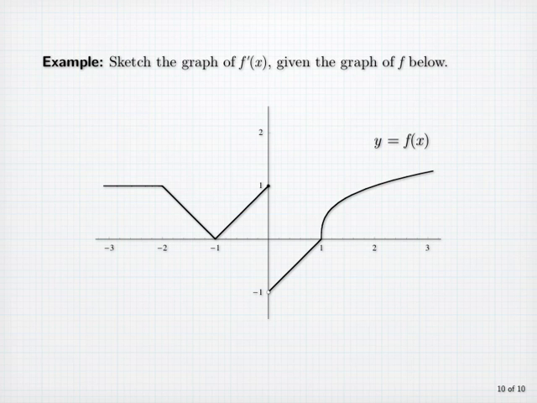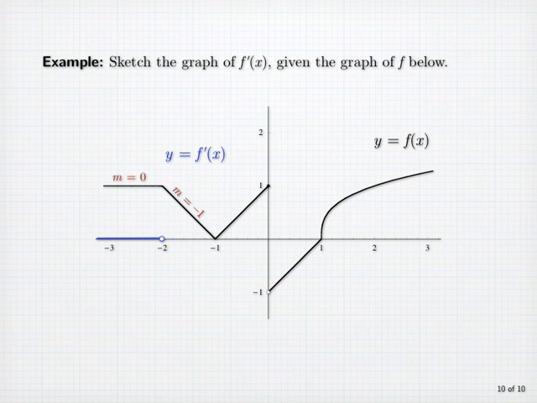Example. Let's sketch the graph of f prime of x given the graph of f below. Now we'll work from left to right here. Notice that the graph has a horizontal piece which extends up to x equals minus 2. So the graph of the derivative for x less than minus 2 will simply be that of the constant function 0. Also, since there's a corner point on the graph of f at x equals minus 2, the derivative at minus 2 cannot exist. Between minus 2 and minus 1, the graph has a constant slope of minus 1.